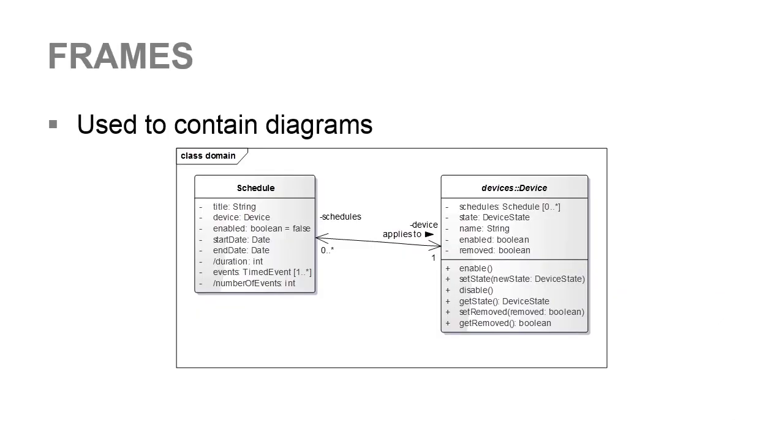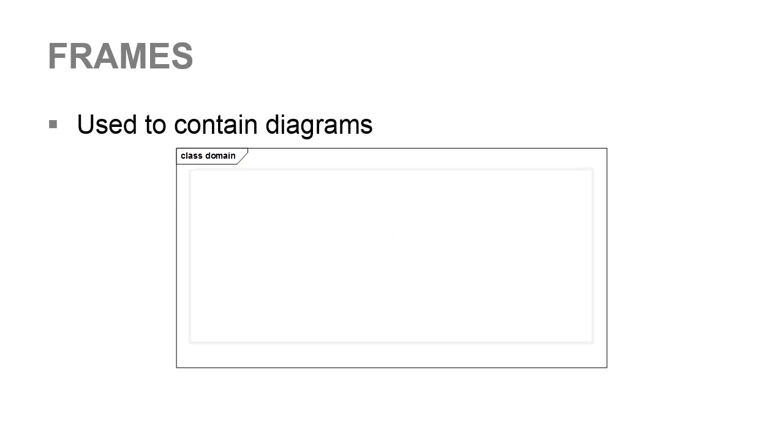Frames are used to contain diagrams. Here's a UML class diagram in Enterprise Architect. The frame is the box around it with a label at the top left. The label has the type of diagram in it, sometimes as an abbreviation, and the name of the diagram. Often, if you copy and paste diagrams from a modeling tool into Word or PowerPoint, or if you generate documentation, all the diagrams will be put in frames. It may be an option that you can control in your modeling tool.